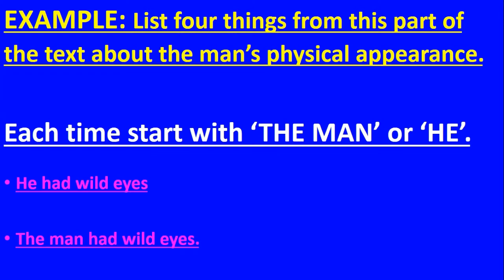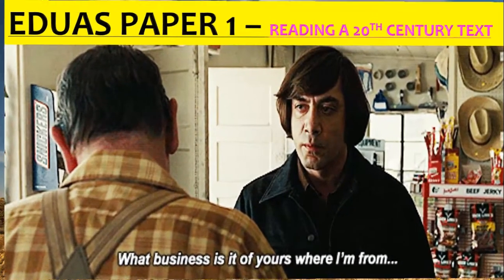So it's always good to start with whatever the question is. In this case, it's about the man's physical appearance. So I could do all my bullet points saying "the man, the man, the man" all the way down, or using "he" all the way down. "He had wild eyes." Okay, either of those things would be fine.